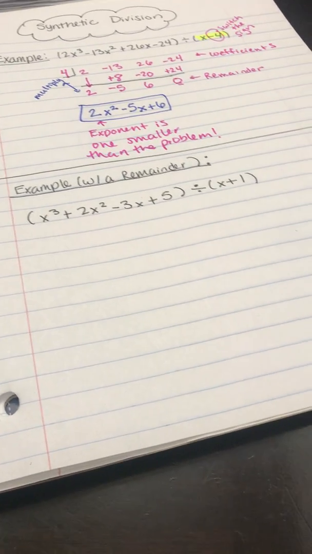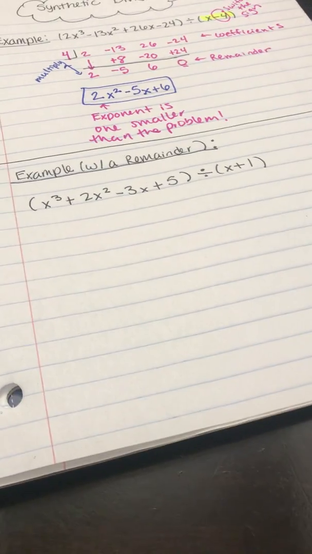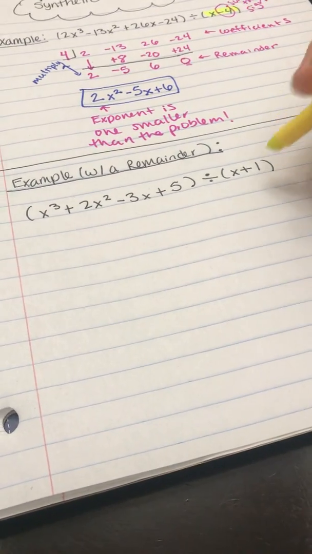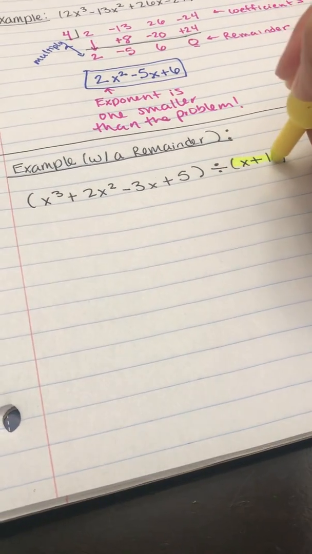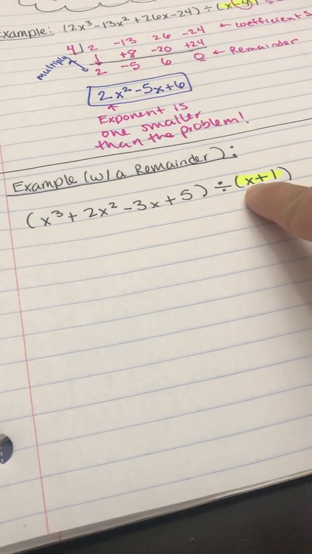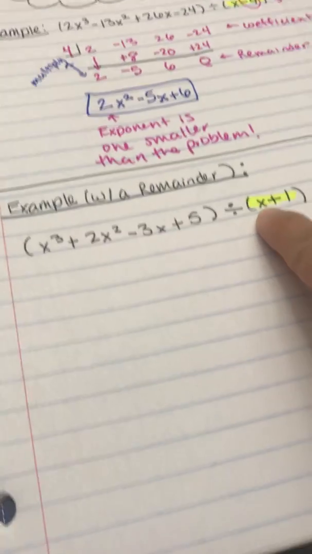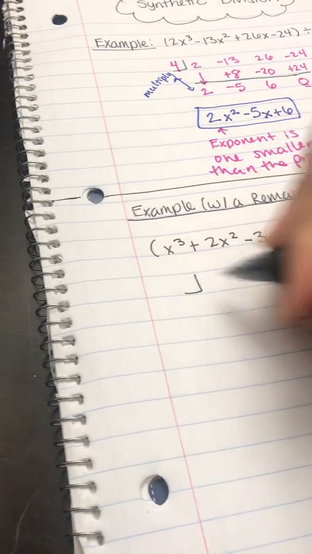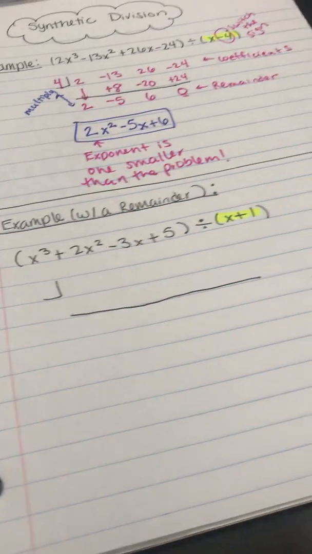Okay, so here we're going to do a second example of synthetic division, but this time where you would get a remainder in your answer. Again, you need to make sure that whatever you're dividing by starts with a 1x, or whatever variable it is, that it doesn't have a number other than 1 in front.